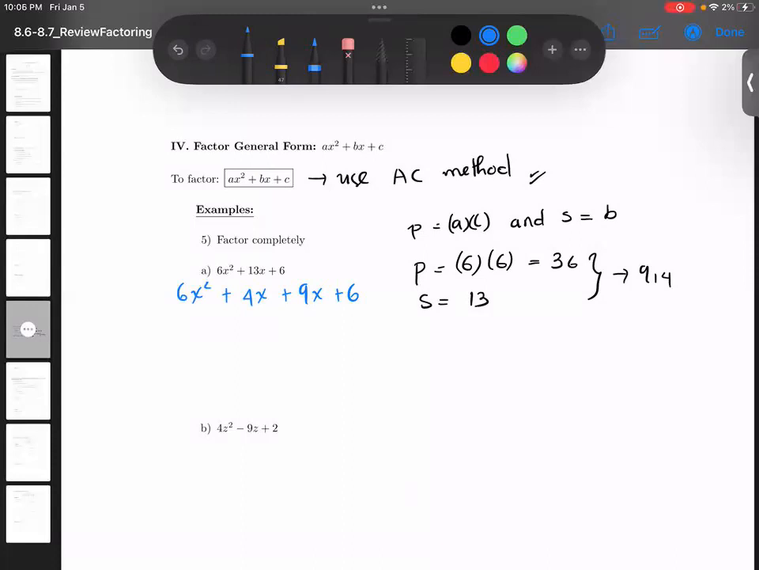And then we're going to group the first two and last two. The first group, I can factor out a 2x, which leaves me 3x plus 2. And the second group, I can factor out 3. Now 3x plus 2 is the remaining. I have 3x plus 2 twice, so I can factor that out: 3x plus 2 times, for the first term, what remains is 2x, and for the second term, what remains is 3. Make sure we have an equal sign here.